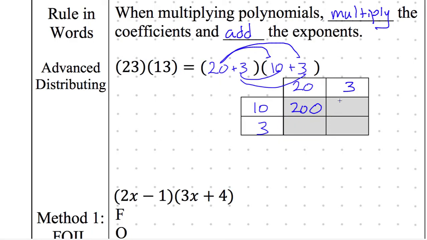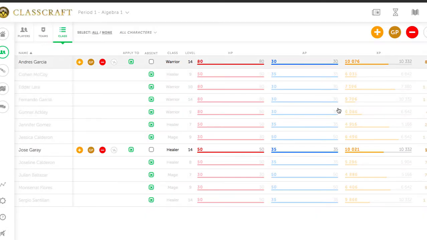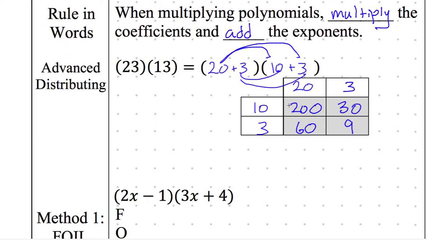All right, Andres, you want to do a few for us? 3 times 10? 30. What goes in this cell right here? 20 times 3? Which is? 2 times 3? 60. There it is. And then finally, Andres, 3 times 3? 9. There it is. Fill them all in for us. Nice. And then I just add this all together.